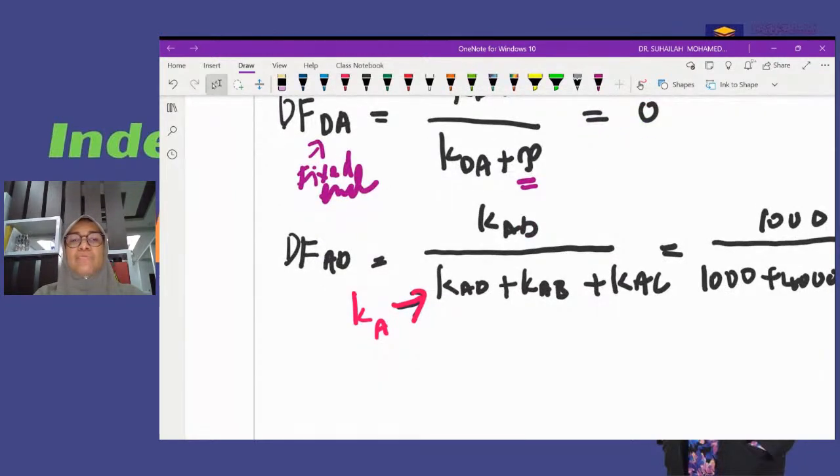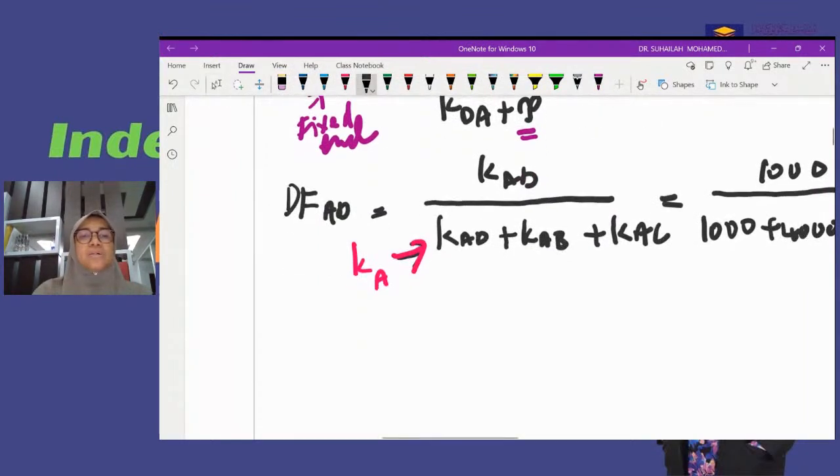Okay, so we move to the next distribution factor. We have DFAC. To calculate it, we just refer back to this, it is AC. So we put KAC.